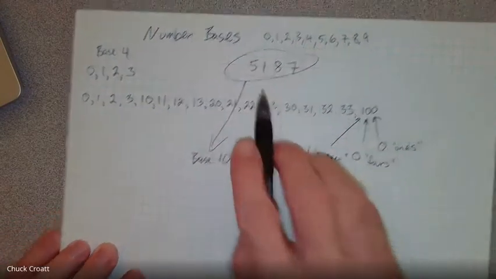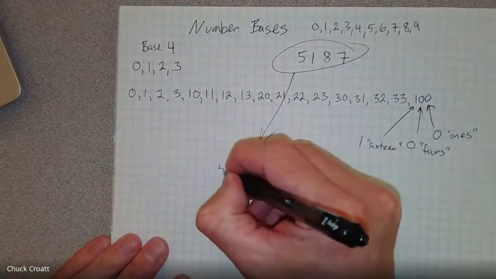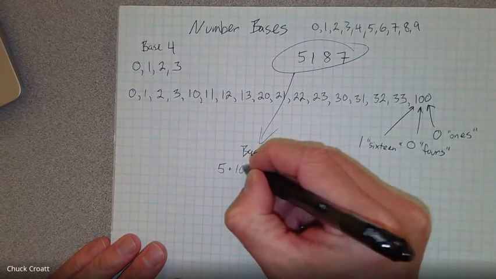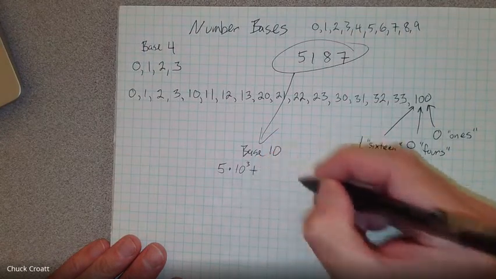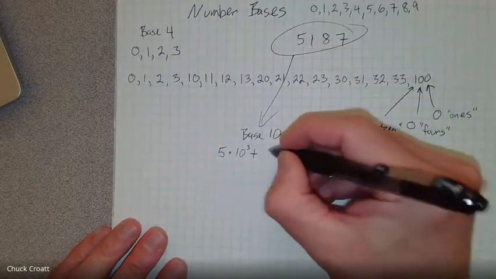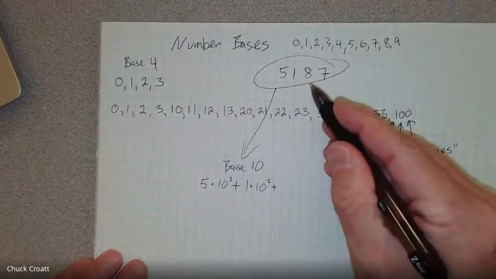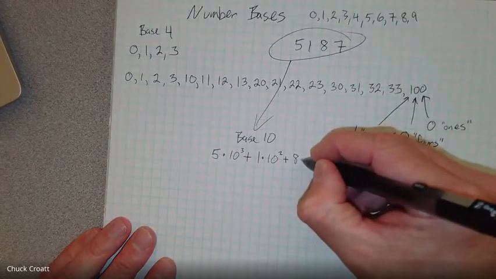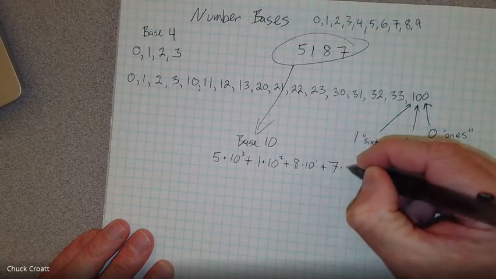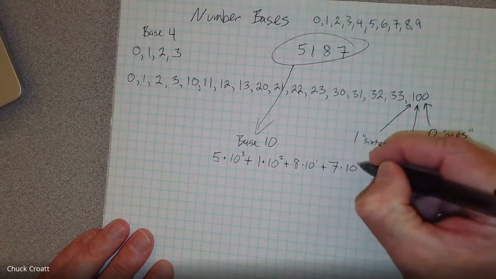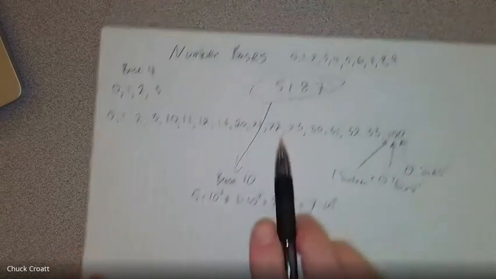If this is base 10, if I'm looking at this number, 5,187, I'm thinking of that as 5 thousands, but I'm going to call those 10 to the thirds. And that 1 doesn't represent just 1. That 1 is really 1 hundred, but I'm going to call that 10 to the second. That 8 is 8 tens, or 10 to the first. And that 7 is 7. I know it's just 7, but I'm going to call it 7 times 10 to the 0 power, which is 1.